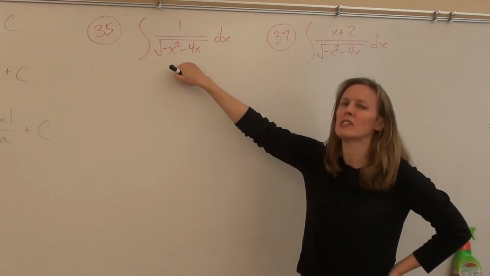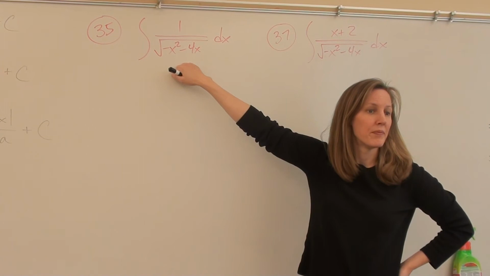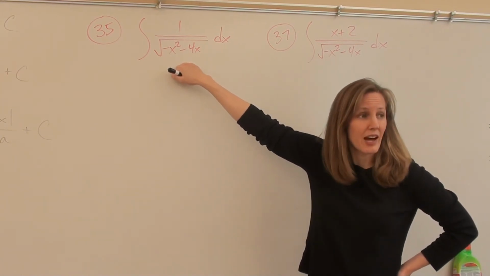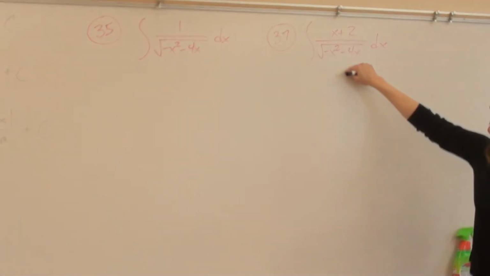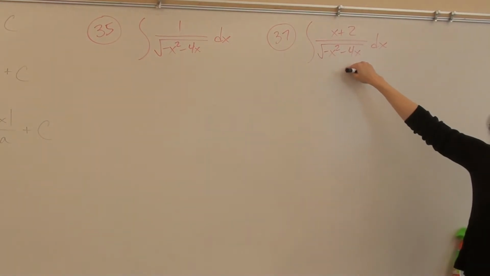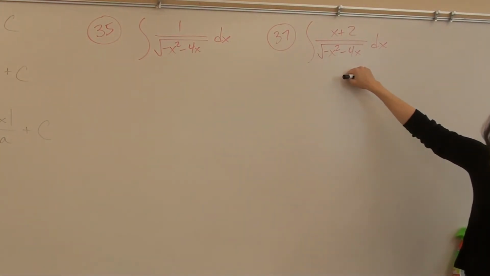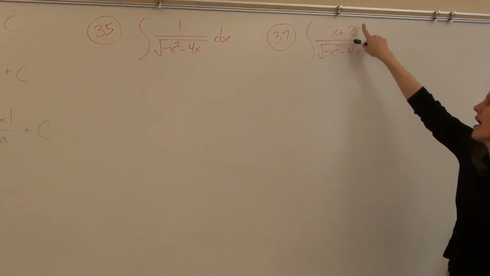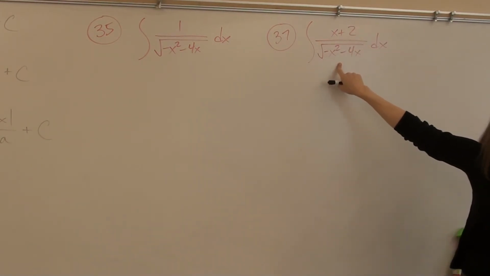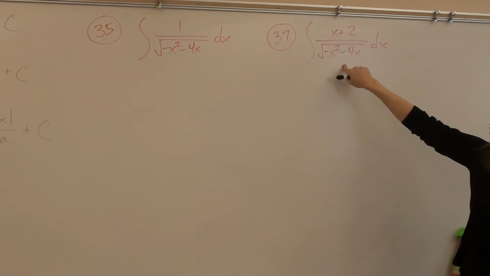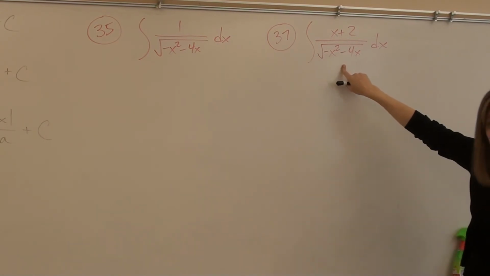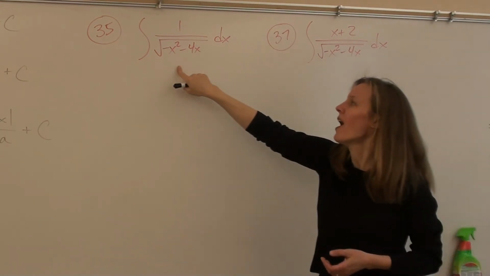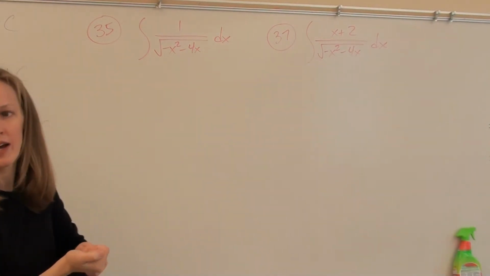The first one looks like what type of a problem? This is an arc sine. The second one also could be an arc sine, but what would you have to start doing first? You'd have to do a U-sub. When there's an x on top, it's a U-sub problem. All right? 37 is actually the easier of the two problems. 35 is a completing the square arc sine problem.